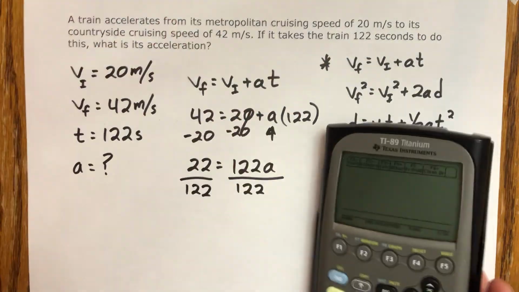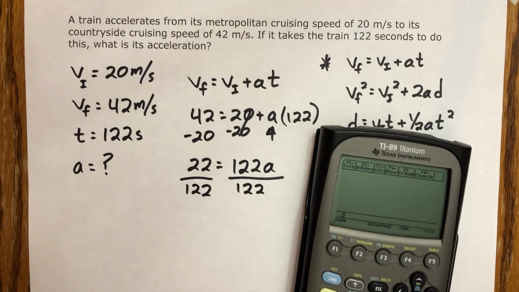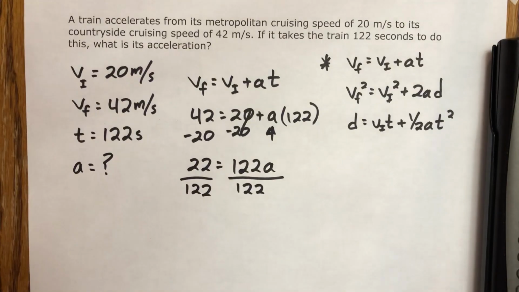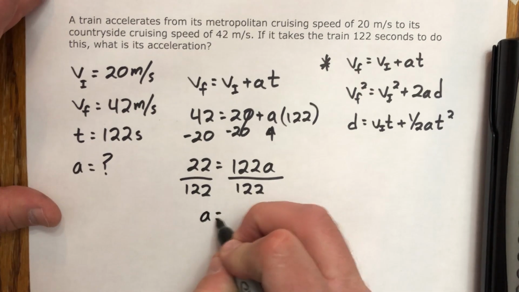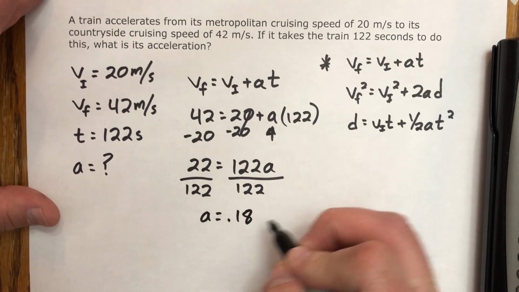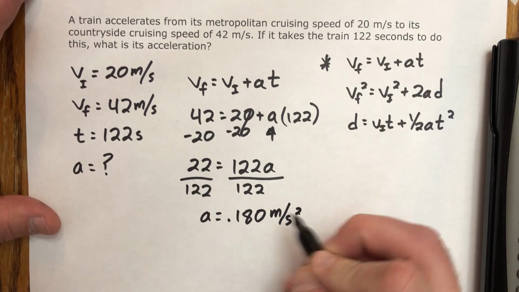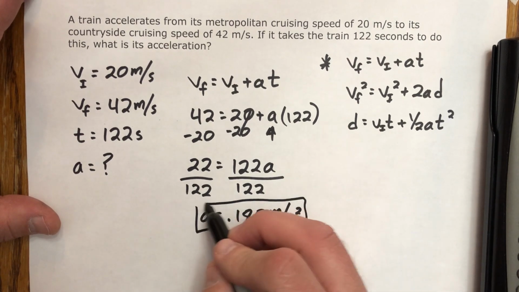Let me get my calculator. I do 22 divided by 122. Whoops, I messed up. 22 divided by 122 equals 0.180. So my acceleration is 0.180 meters per second squared. That's going to be your answer now.